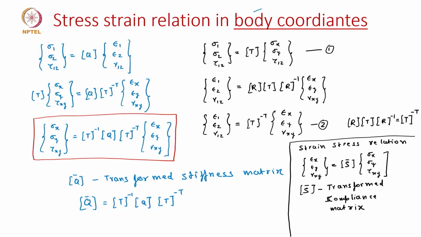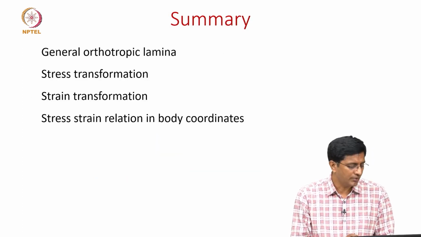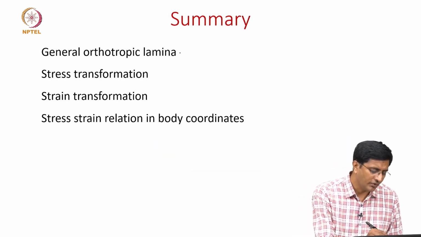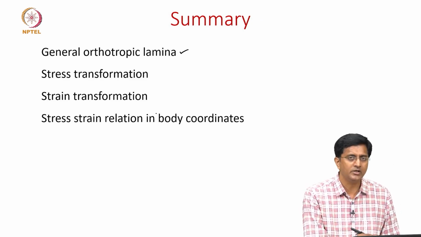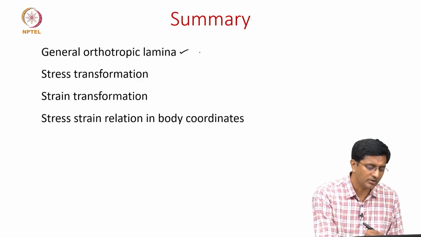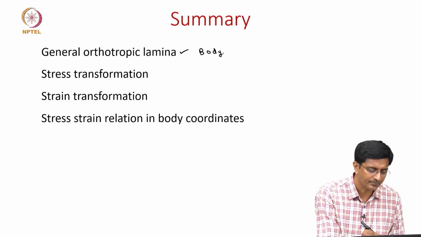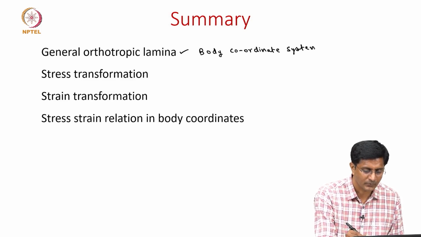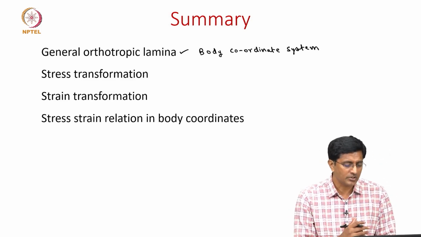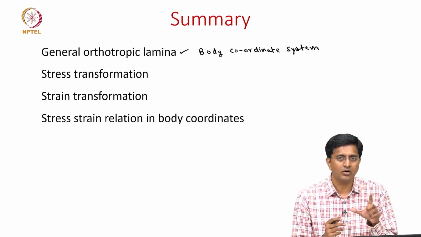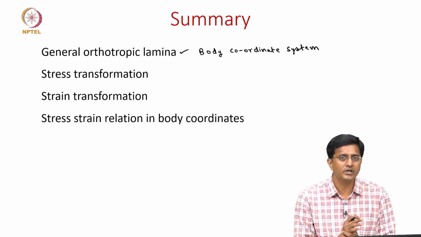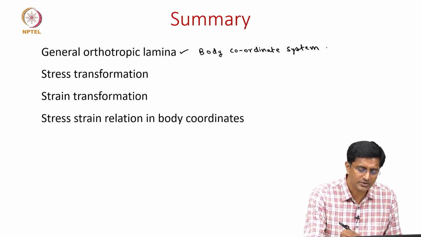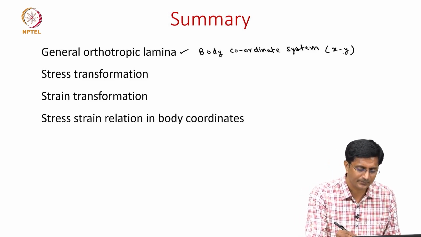Okay. So, this should summarize what we are looking for, which are the stiffness and the compliance matrix in the body coordinates. So, let us summarize what we have discussed in this video. We started with defining what a generally orthotropic material is, where we define it in terms of the body coordinate systems. We said something is a body coordinate system when the orientations are different from the material coordinates or the principal directions 1 and 2. So, we represented it with x and y.